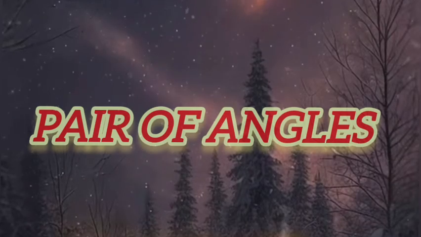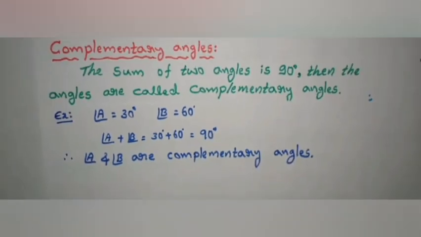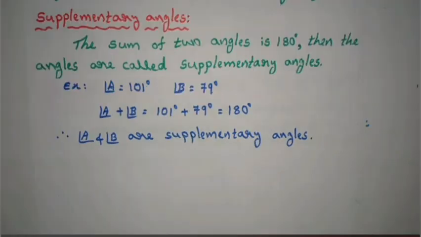Pair of angles. Mainly there are so many angles. The first one is complementary angles. If the sum of two angles is 90 degrees, then the angles are called complementary angles. Example: angle A is equal to 30 degrees, angle B is equal to 60 degrees. Therefore, angle A plus angle B is equal to 30 degrees plus 60 degrees, which is equal to 90 degrees.